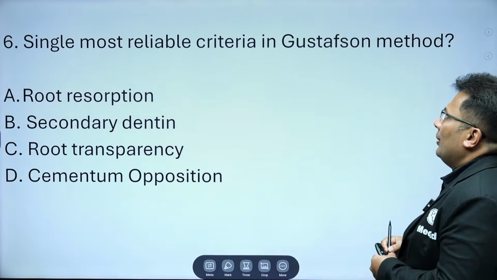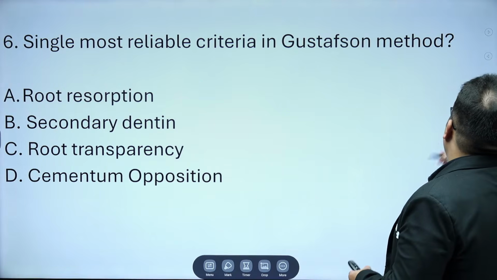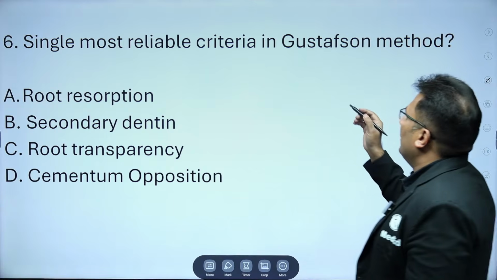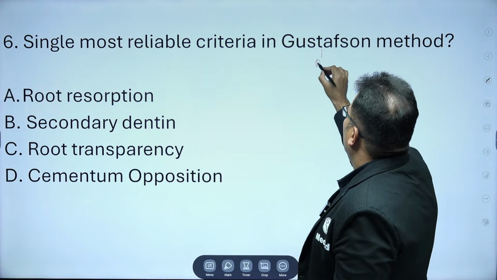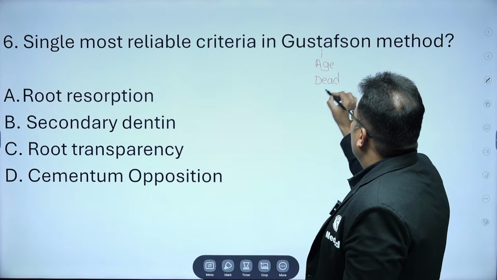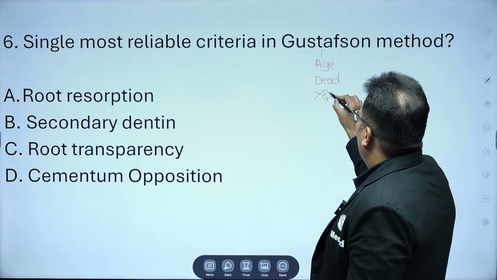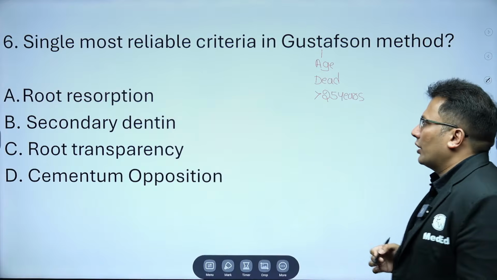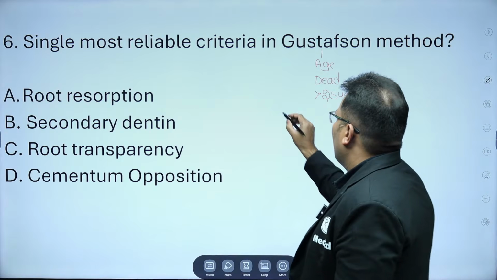Single most reliable criteria in Gustafson method. Gustafson method is for age estimation in a dead individual after the age of 25 years, 25 to 40. It has 6 components.